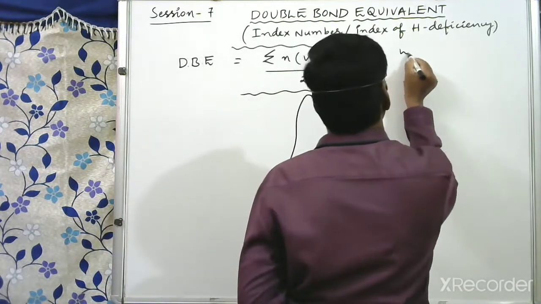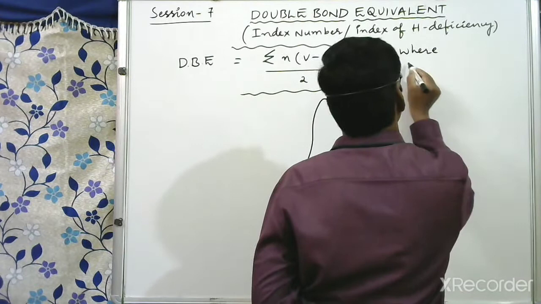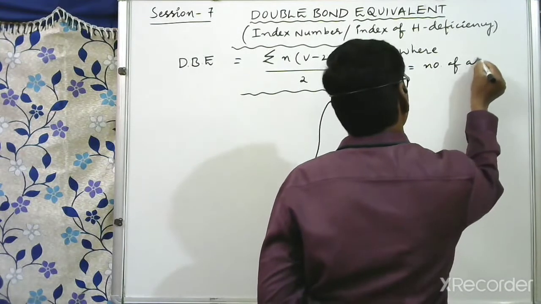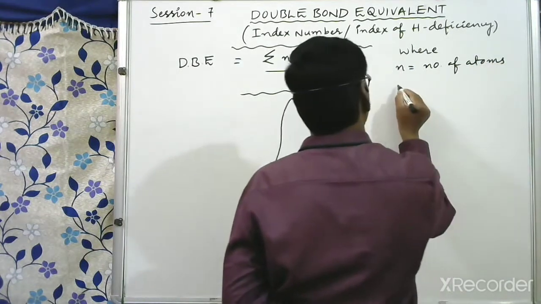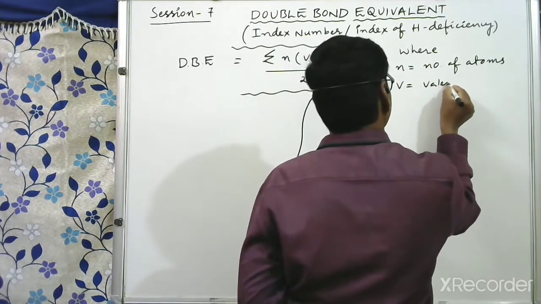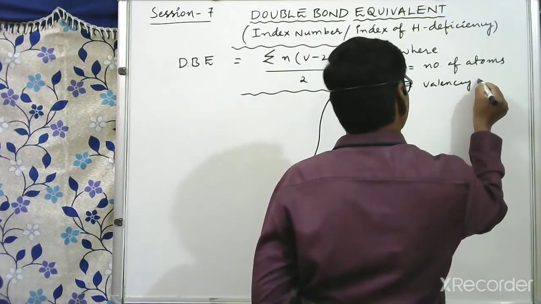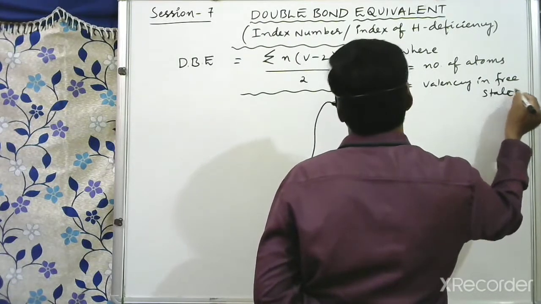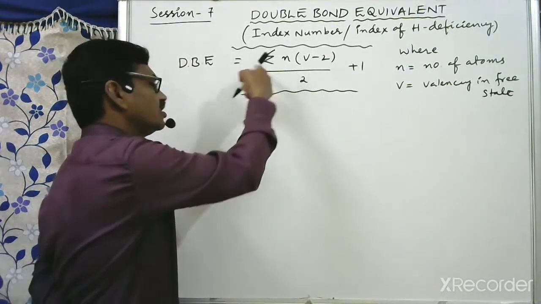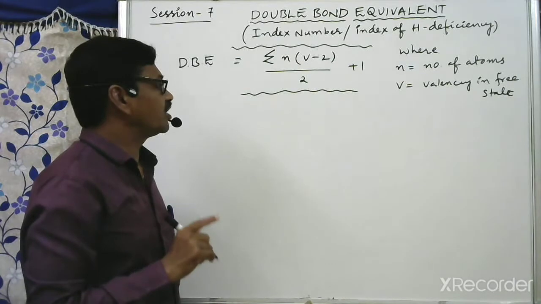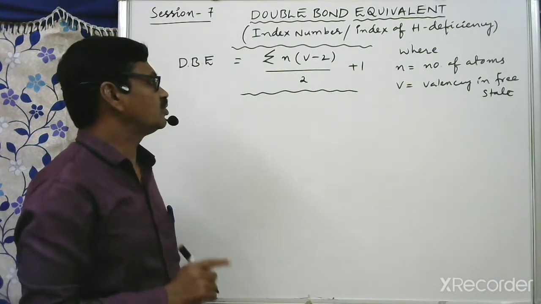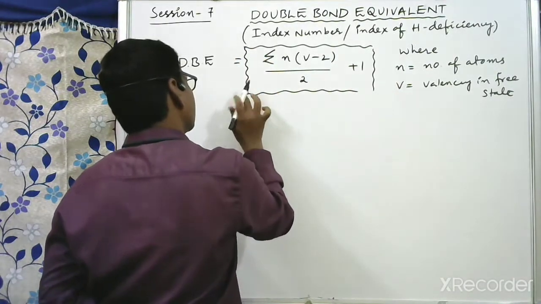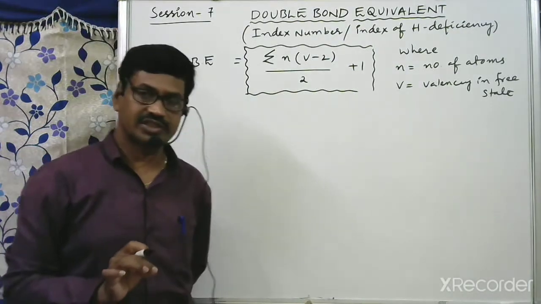Here, n is equal to the number of atoms, and v is equal to the valency in free state. So this is the summation, sum of n into (v minus 2) by 2. This is the formula for getting double bond equivalent, otherwise the index of hydrogen deficiency.